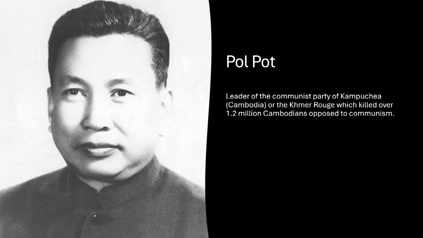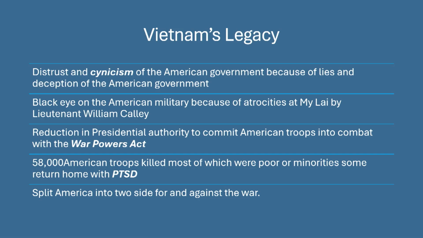Here's Pol Pot. Pol Pot becomes the leader of Kampuchea, or Cambodia, and he leads the Communist Party, the Khmer Rouge, that's responsible for killing about 1.2 million Cambodians that were opposed to communism. So we're seeing the domino theory to some degree, of course, come to fruition.